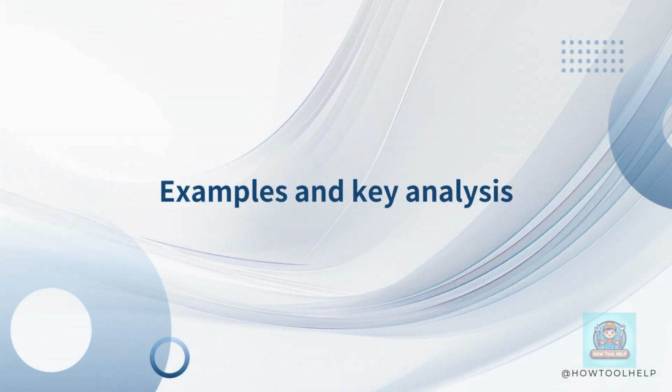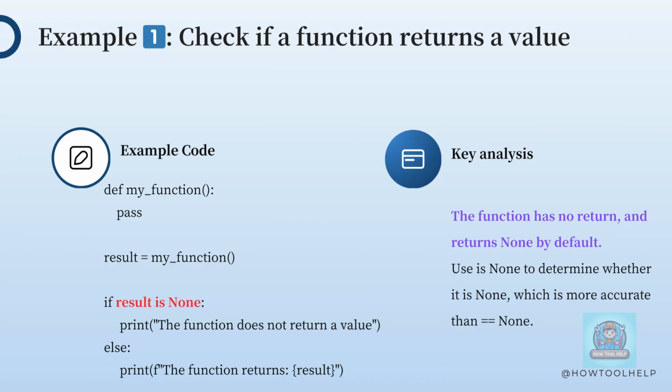Example 1. Check if a function has a return value. Let's look at the first example, checking if a function has a return value. In this example, my_function has no return statement, so it defaults to returning None. We use "is None" to determine if the variable is None, which is more accurate than using "== None" because it compares the identity of the object, while == compares the value of the object. The execution result will display the function has no return value.